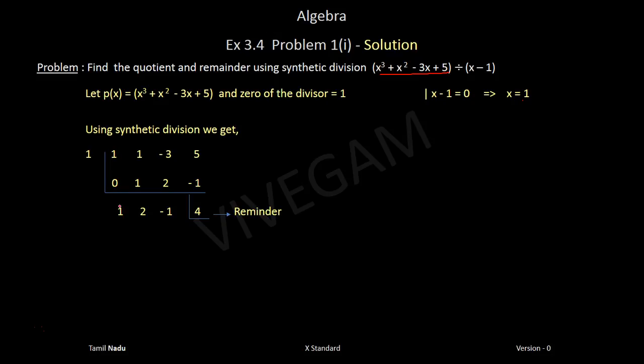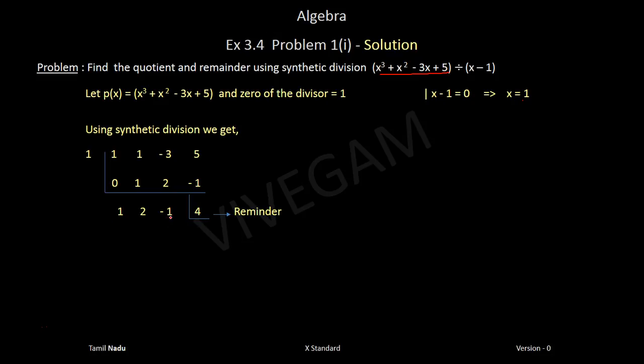So what will happen? 1 plus 0 is 1. Then you multiply this with the divisor and put it here. So again 1 plus 1 is 2. 2 into 1 is 2. So minus 3 plus 2 is minus 1. Minus 1 into 1 is minus 1. And 5 minus 1 is 4. Right? The last term is the remainder and the rest is the quotient.